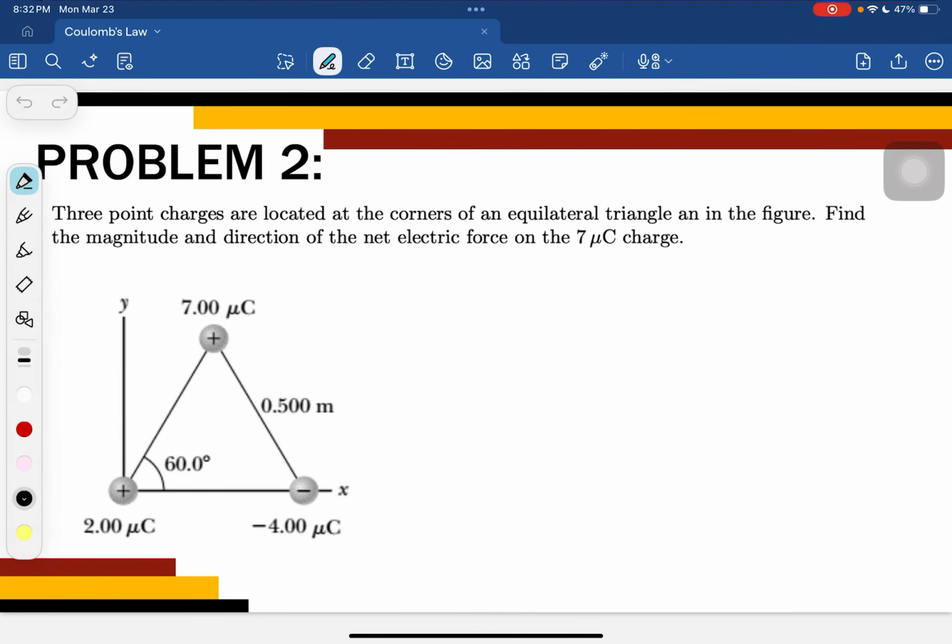As promised, I have another problem with regards to Coulomb's law. This time, unlike our previous example, which had a right triangle configuration with three point charges, what if we change the configuration and make it an equilateral triangle? What do we do and how do we solve it?